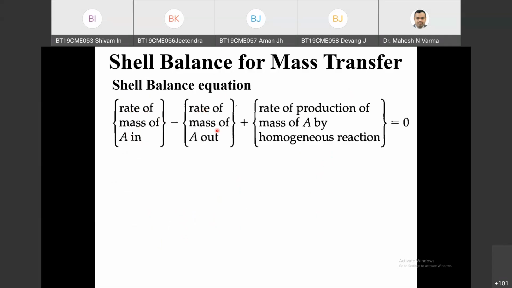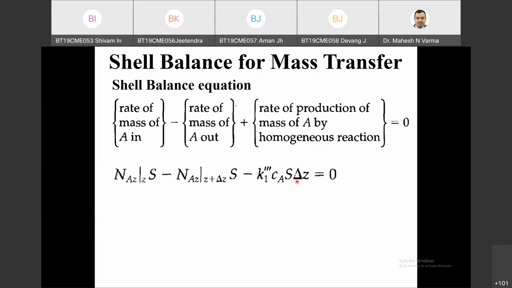So the rate of mass of A going out will be a flux estimated at Z plus delta Z multiplied by surface area, and the rate of production of A, or consumption by homogeneous reaction, production or negative production, you can say consumption. So that will be equal to N_Az multiplied by surface area at Z, minus flux multiplied by surface area at Z plus delta Z, minus the volumetric consumption rate multiplied by volume, that equals 0.